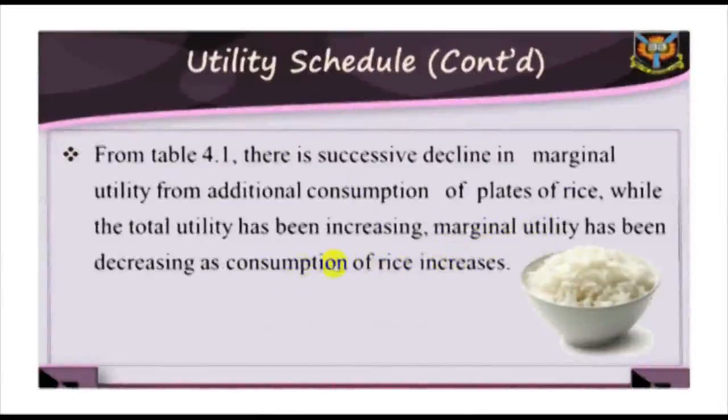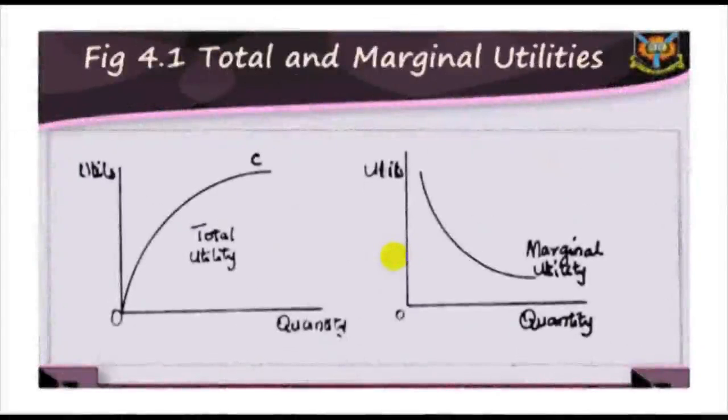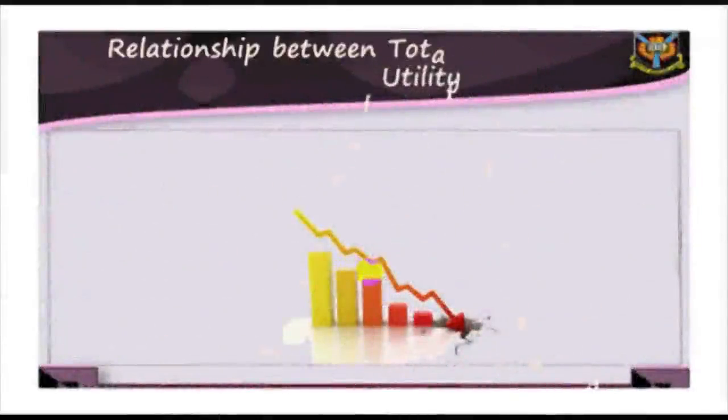A cursory look at the marginal utility column in table 4.1 will tell you one important characteristic of marginal utility. This is the successive decline in marginal utility from additional consumption of plates of rice. While you can observe that total utility has been increasing, marginal utility has been decreasing as consumption of rice increases.